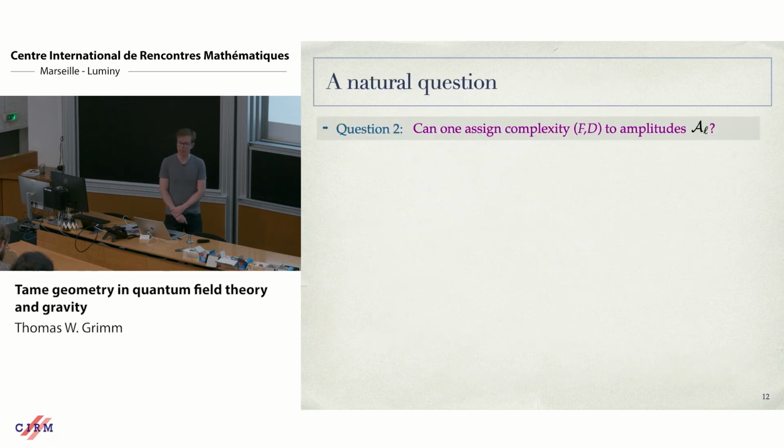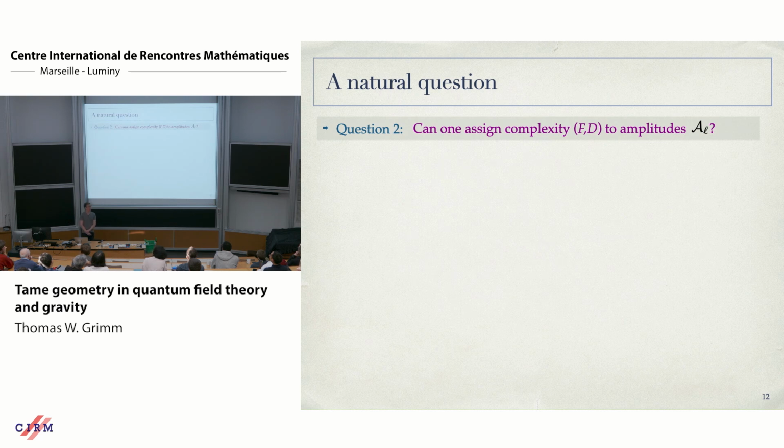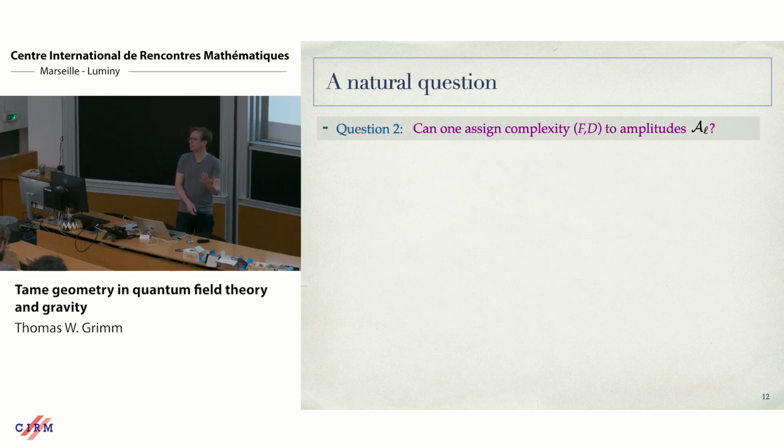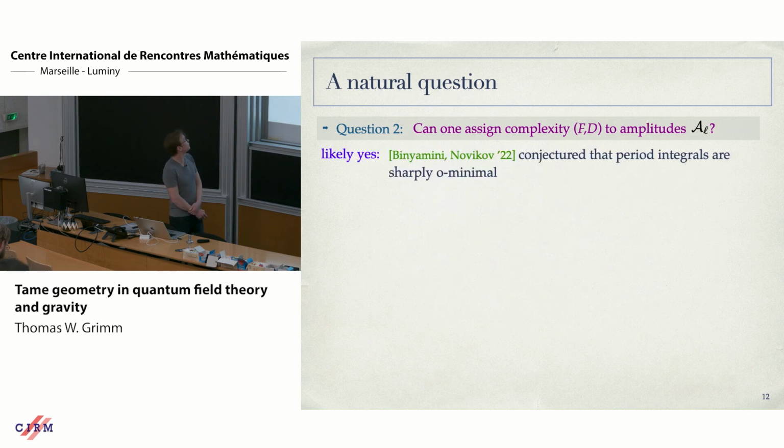A second question I want to pose is, because I mentioned this sharp o-minimality, we want to associate a complexity to the amplitude, and we want to understand, for example, how this grows with this label L. Very basic questions. Or how does this complexity grow with the number of particles? Very basic question. Well, can one do this? I think the answer is likely yes as well.